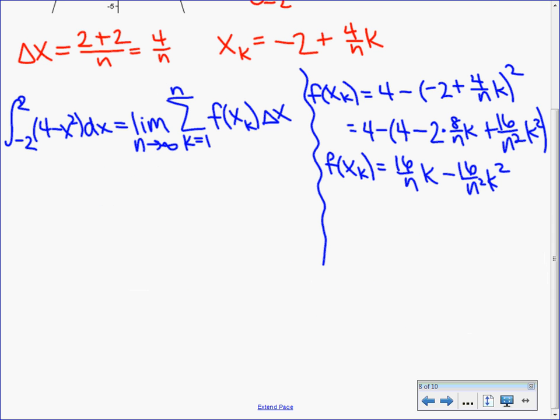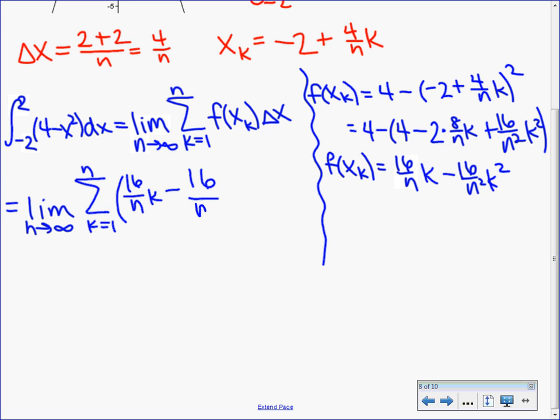So we have the limit as n approaches infinity of the summation k equals 1 to n of 16 over n k minus 16 over n squared k squared, times our width of each, which is 4 over n. Okay. So let's go ahead and break this into 2 different summations. Sound good?